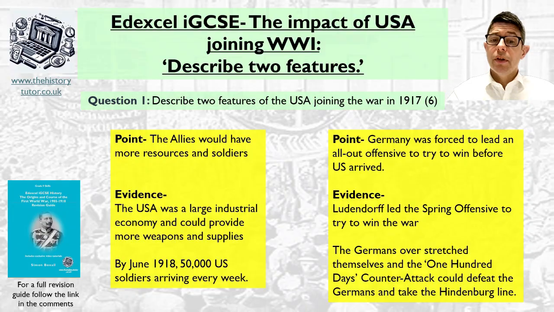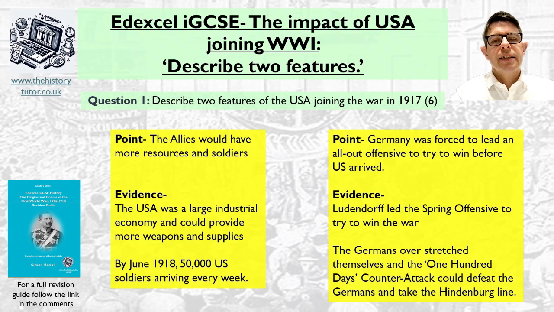I said, first point is the Allies would have more resources and soldiers, of course, with the Americans joining the war. The USA had a large industrial economy and could provide more weapons and supplies. By June 1918, 50,000 US soldiers arriving every week. Secondly, Germany was forced to lead an all-out offensive to try and win the war before the US arrived. So Ludendorff led the spring offensive to try and win the war. Germans overstretched themselves, and this led to the 100-day counterattack and the defeat of the Germans and defeat of the Hindenburg Line. Okay, so hopefully two really solid arguments.